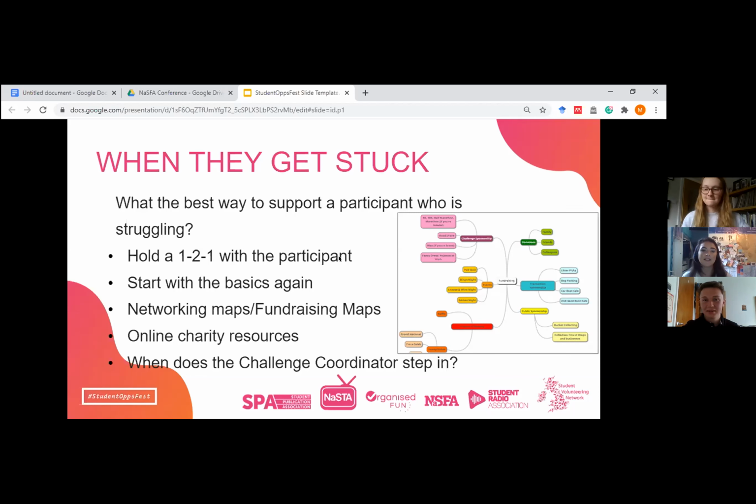You've then got the third category, which is chance of winning. So these are things like raffles and sweepstakes, and each of these can be used in each section of your networking map.